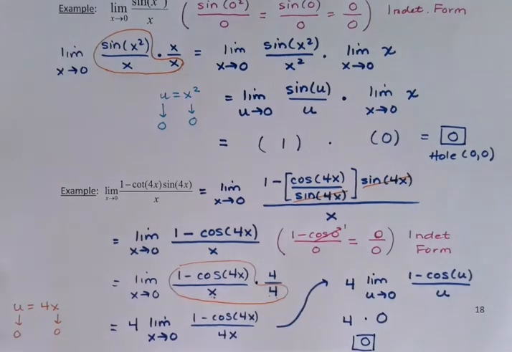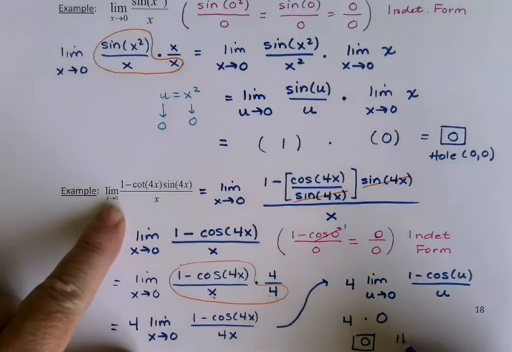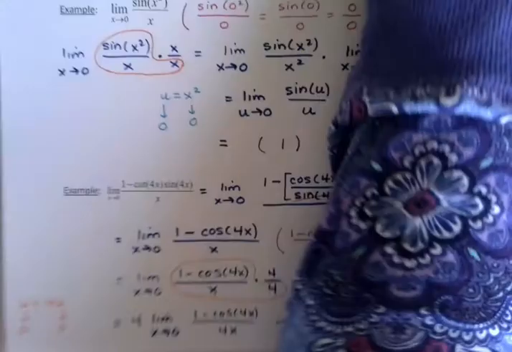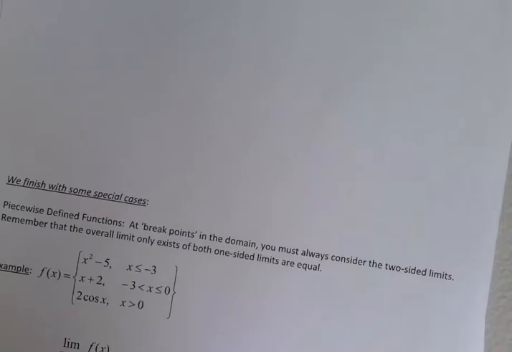And once again, for the third time in a row, notice, we have a hole at 0, 0. Once again, for the third time in a row, we have a very different technique that we had to use to justify that limit. So make sure you're justifying your limits appropriately. All right.